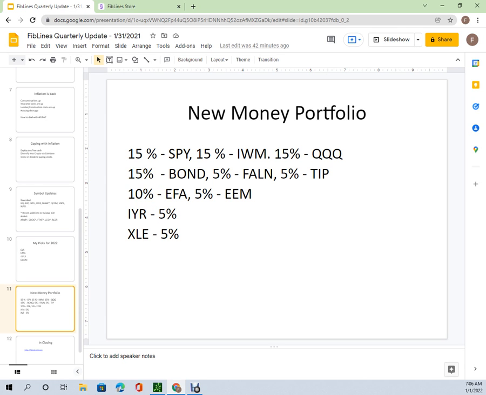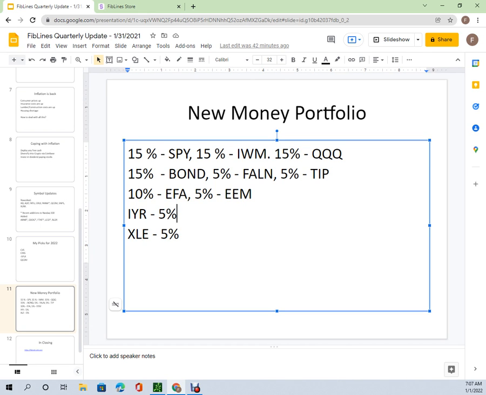Okay, and in terms of what I'm doing with new money, I had some money come in recently from a property sale, so I allocated it in Thinkorswim. Domestic stocks: 15% SPY, 15% IWM, 15% QQQ, which brings us up to 45% there. 20% bonds: 10% into BOND, the total bond market ETF, Fallen Angels high yield, and Treasury inflation protected securities, 5%. International stocks: 10% in developed markets, 5% in emerging markets. And then as an inflation hedge, 5% in real estate, IYR, and 5% in energy, XLE.